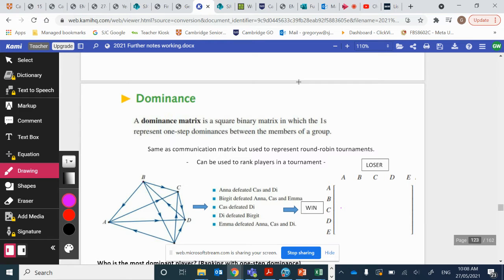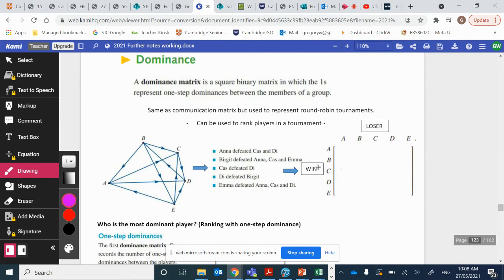Okay, welcome back, guys. Today we're going to go through dominance matrix. Now, a dominance matrix is very, very similar to a communication matrix. The vertices represent people, but instead of showing communications, we really use them to work out who's the best. So the people are in a competition, a round robin competition or sport or whatever, and they're playing each other. They play each other once, and from that, we can use them to work out who's the best player, or we can use the matrix to represent who beat who.